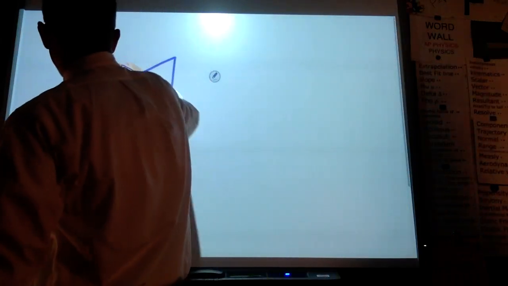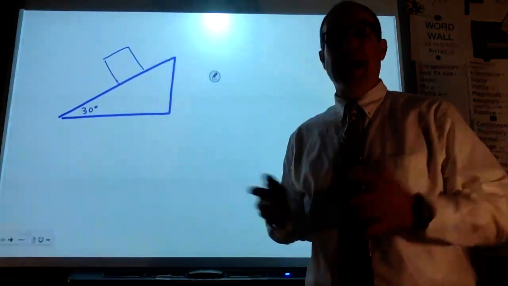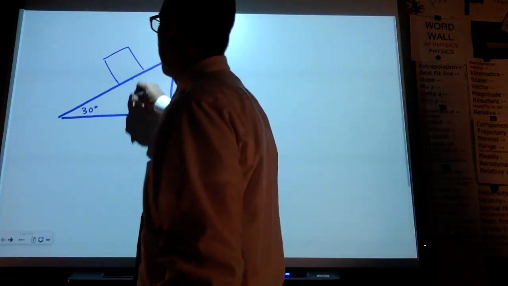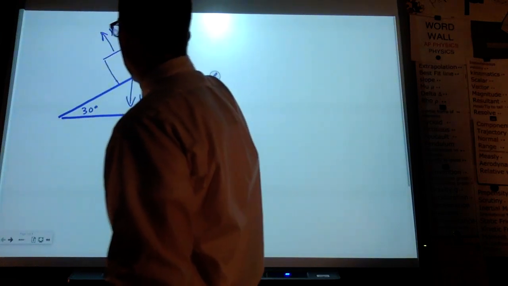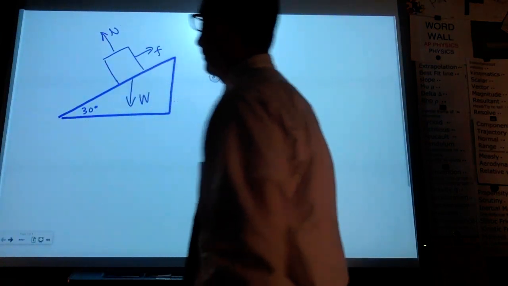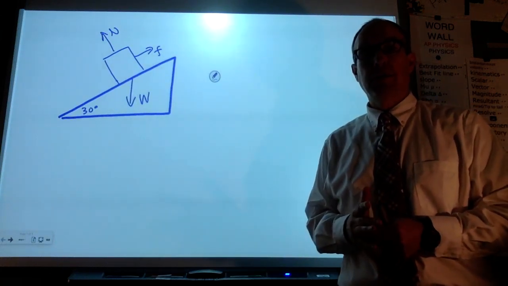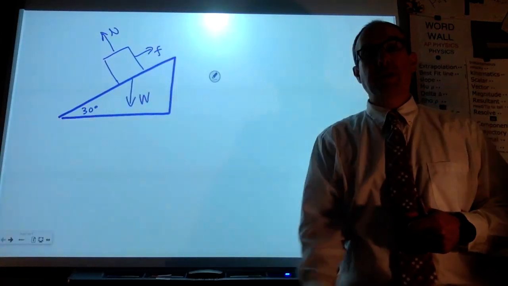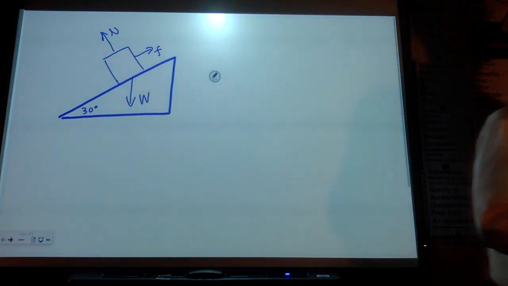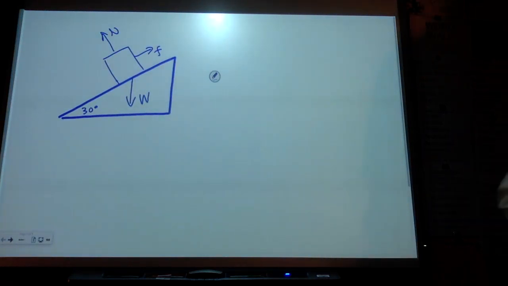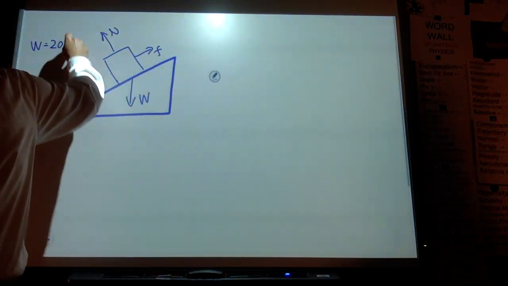So on our free body diagram, again, arrows starting on the object and going away, we're going to have weight going down, normal going up. So perpendicular, a surface can only push perpendicular, and then friction is opposing the motion down the incline. And I also know that it's a 20 Newton box. So I want to find the normal and the friction. So weight is equal to 20 newtons.